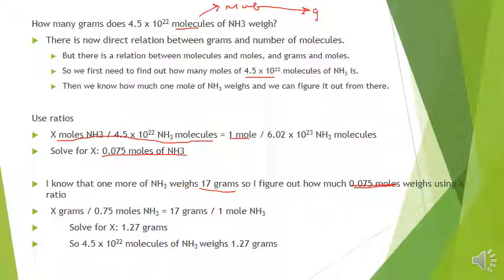How much does this amount weigh? You can see it's going to be a lot less than 17 grams. So we can set up a ratio: X grams per 0.075 moles NH3 has to equal 17 grams per 1 mole. Solve for X, and you get 1.27 grams. So 4.5 times 10 to the 22nd molecules of NH3 weighs 1.27 grams.